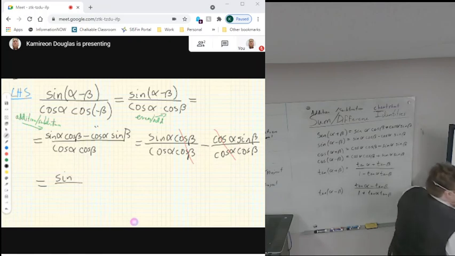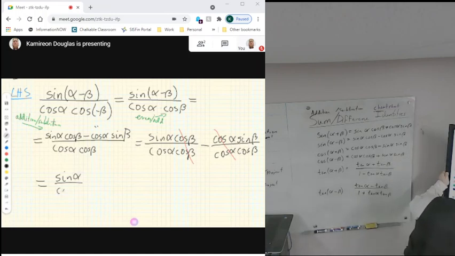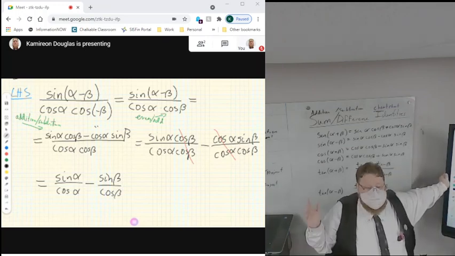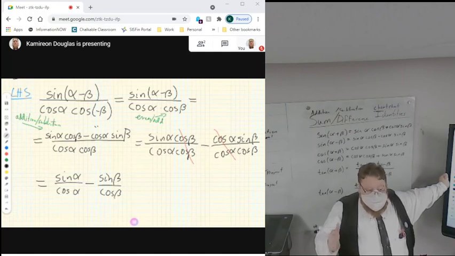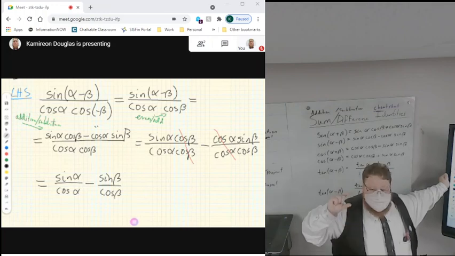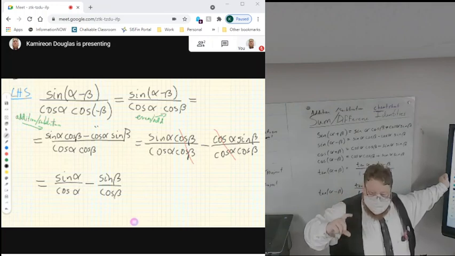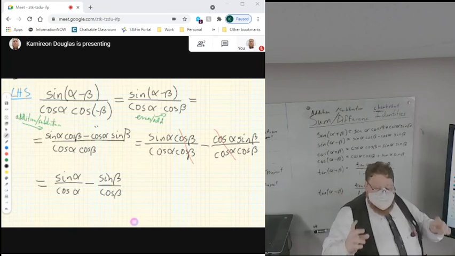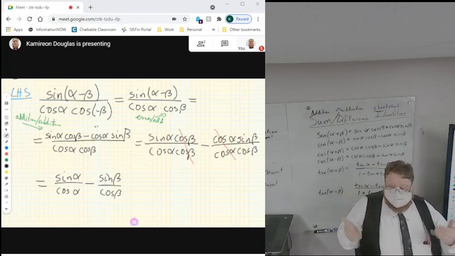So for this problem in particular, it's very important to have the variables right. It's sine alpha over cosine alpha minus sine beta over cosine beta. The reason it's important is because you're already jumping into tangent, right? Because we see sine over cosine is tangent. It's a quotient rule, but that only works if the top and the bottom are the same variable. Cosine of alpha on the bottom and sine of alpha on top. They both have alpha in them, so we can simplify it. If they had different variables, we could not take this step.